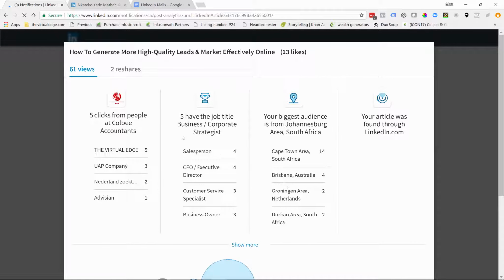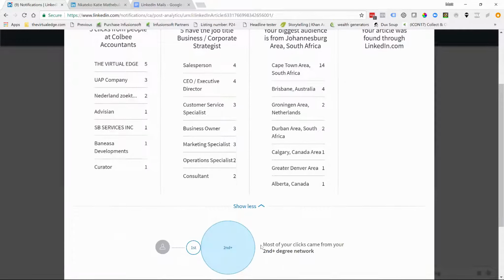All right, so here we go. Now we can see we've got 5 clicks from people at one accounting firm, which is really interesting. So we can see what companies they've got. Virtual Edge, I had people from my company go look at it. UAP, Netherlands, Advizion, right?